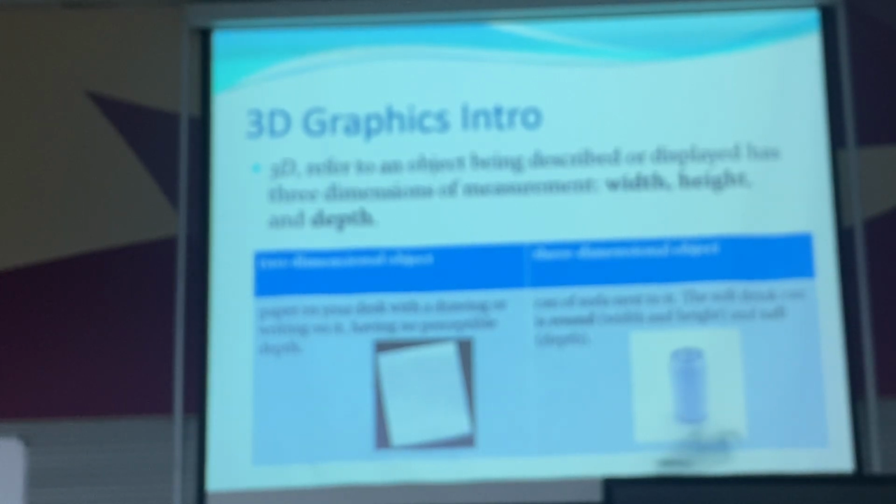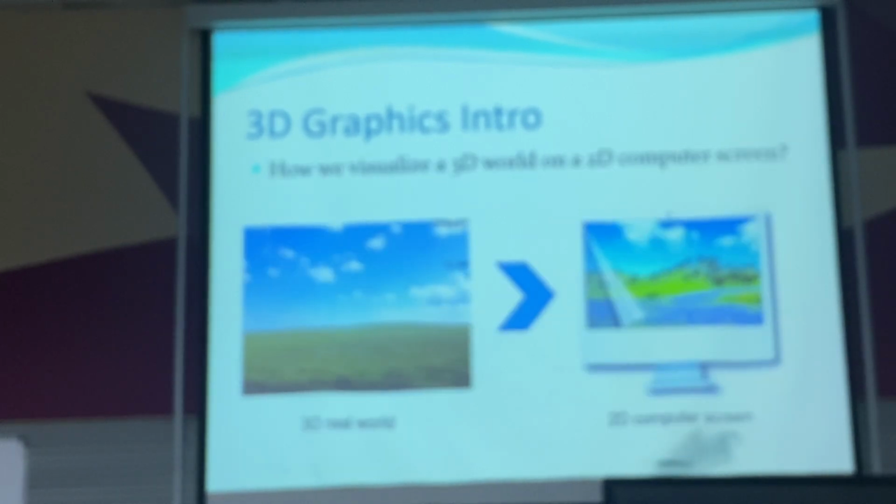So if you see here, it's a can of soda. Okay, it's round. You have your width, your height, and then you also have the depth. Then you say it's 3D. But how can we actually visualize a 3D world on a 2D computer screen? Your screen is flat, this is 2D. So whatever is shown inside is also 2D, but you tell me that it is a 3D graphic because it has the illusion of depthness.